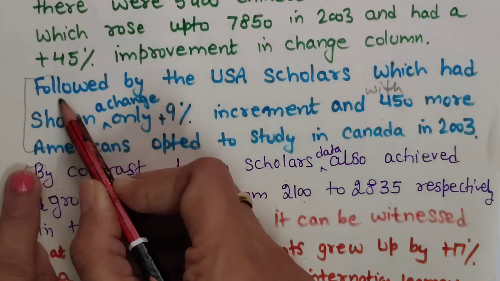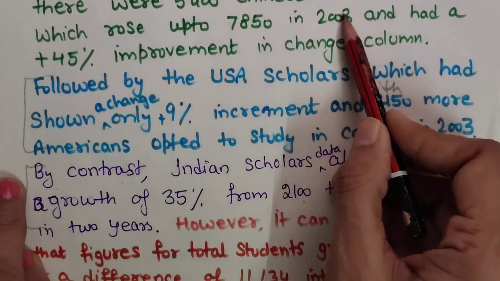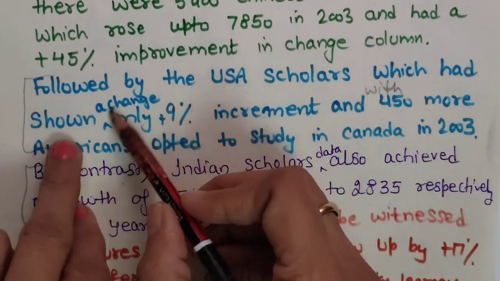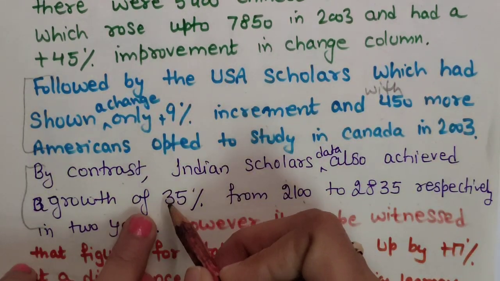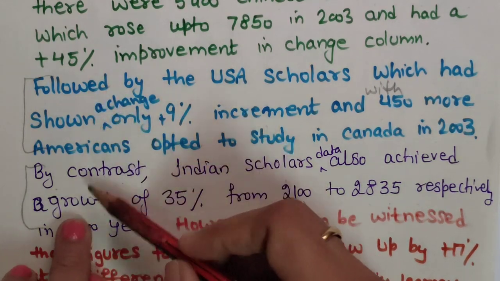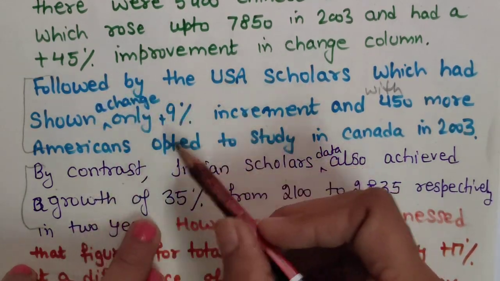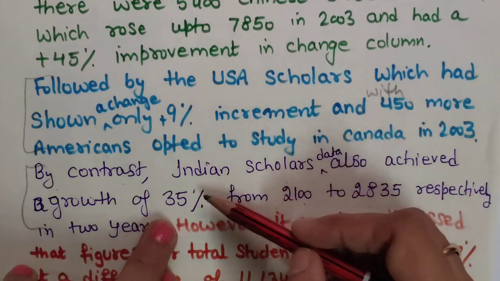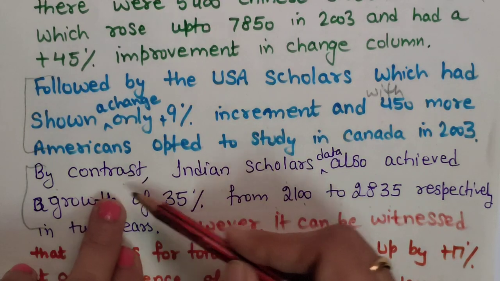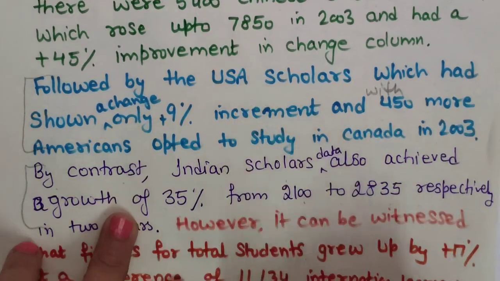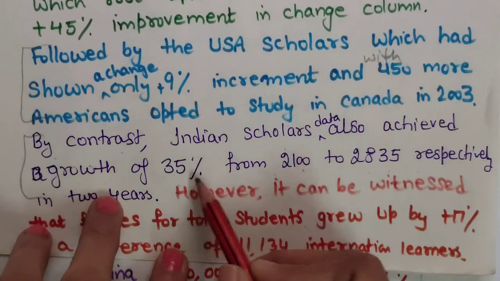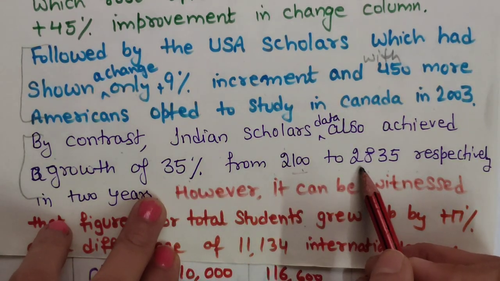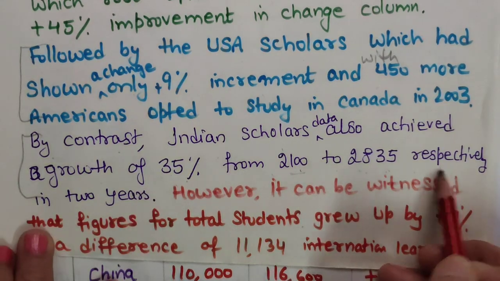Actually this I have written wrong. Followed by means first Chinese were there, so here I should write Indian students after 45%. Second number is the second number of Indian students. Here I should write, followed by the Indian international students. I have written wrong actually. And then by contrast, USA, you talk about USA. So growth of 35% from 2100 to 2835 respectively in 2 years.